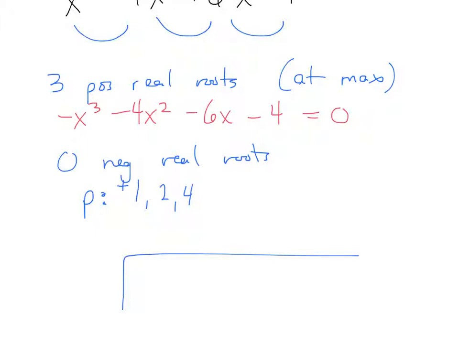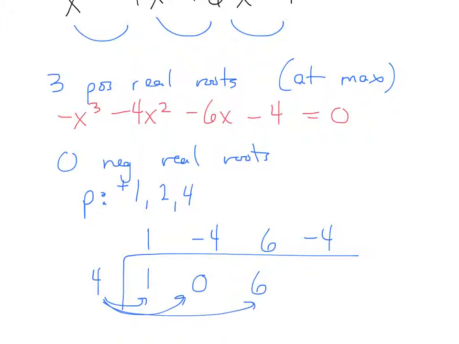So I put my coefficients across the top. My coefficients were 1 of the original, not the one that we changed the signs for: 1, negative 4, 6, negative 4. And let's plug a 4 in, see if 4 is one of the roots. Bring down the 1. 4 times 1 is 4, plus negative 4 is 0. 4 times 0 is 0, plus 6 is 6. 4 times 6 is 24. 24 plus negative 4 gives me 20, doesn't it? Does that work? It doesn't. So that's not it. So let's go to the next one.